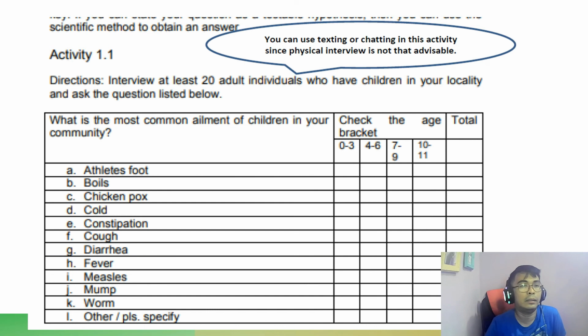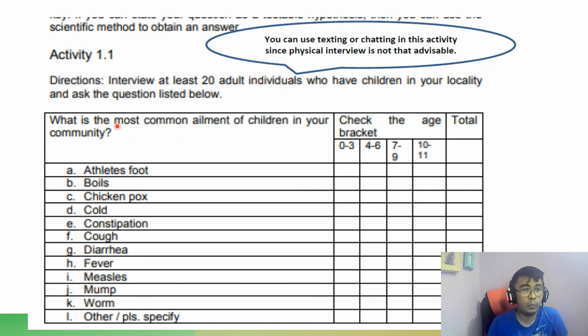And then after that, you need to accomplish activity 1.1. The directions are given. You need to interview at least 20 adult individuals who have children in your locality and ask the questions listed below. So take note, this one is somewhat gathering of data from those 20 adult individuals. Since we are now in a pandemic, you can use texting or chatting in this activity since a physical interview is not that advisable. Just strategize on how you can gather the data.